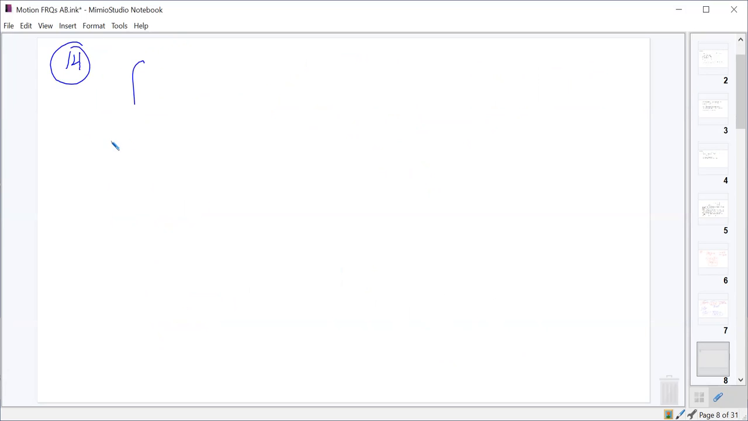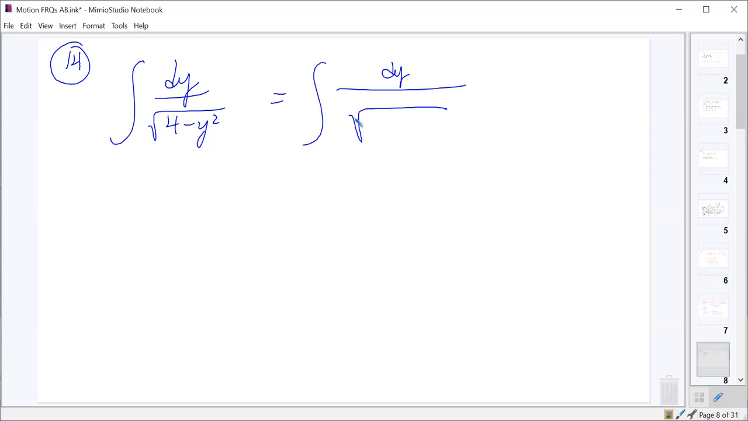All right. dy over root 4 minus y squared. All right, so if you ever see one of these, this sort of looks like the inverse sine one, doesn't it? Inverse sine is 1 over square root of 1 minus y squared, or 1 minus x squared, or whatever. But we have a 4 out here. What you're always going to want to do is factor that 4 out. So what do you get if you factor a 4 out of y squared? Well, you end up with what? What does that y squared need to turn into?